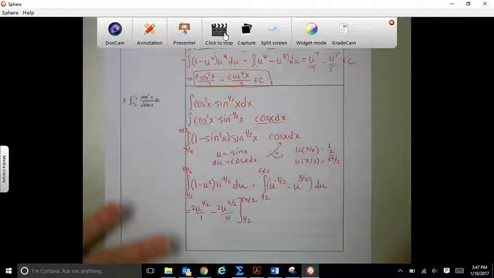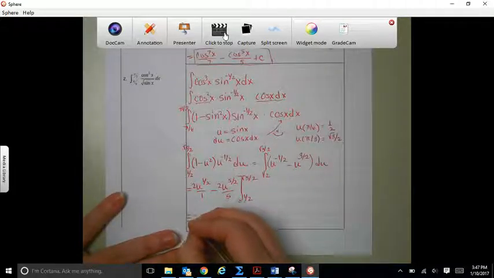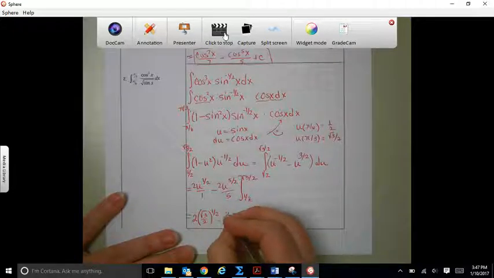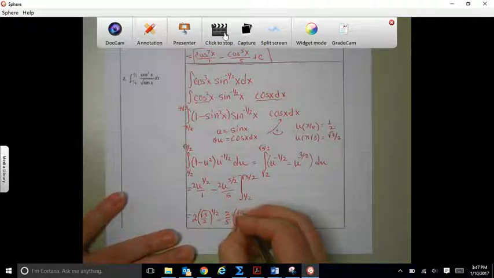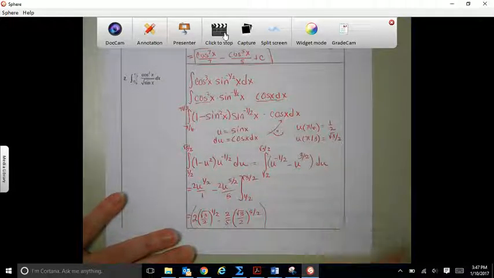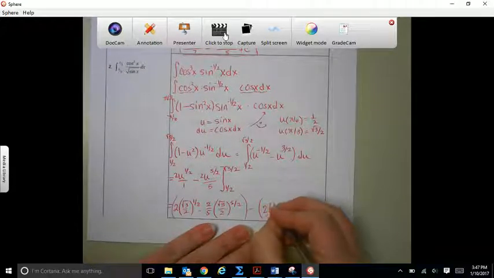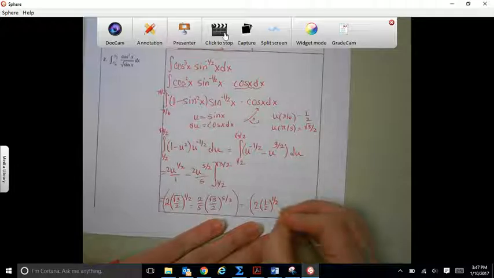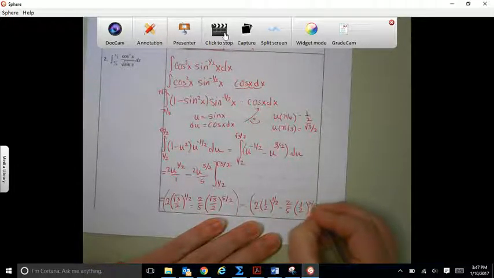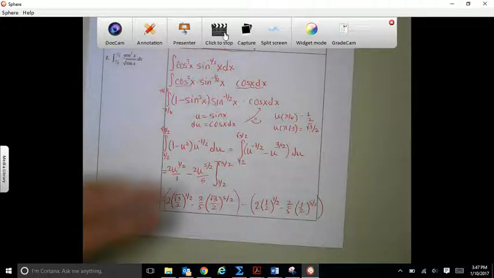That looks disgusting. Let's see how gross it becomes. So that becomes 2 times radical 3/2 to the 1/2 minus 2/5 times radical 3/2 to the 5/2. So there's that first part. Minus 2 times 1/2 to the 1/2 minus 2/5 1/2 to the 5/2. And power to you if you want to simplify that. I'm not.